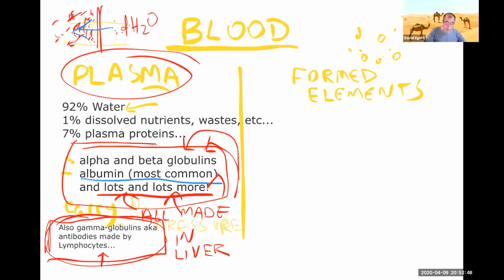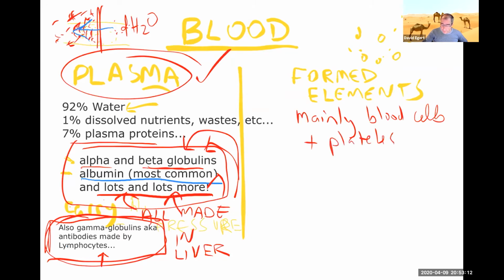So that's plasma. We have carriers like these alpha and beta globulins that help carry things that don't dissolve in water. There's lots of other ones as well. Formed elements, this is mainly our cells, mainly our blood cells, and then also these little things called platelets, which we'll talk about. So we're going to talk about the formed elements now.